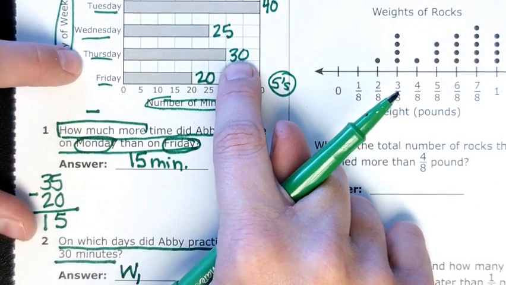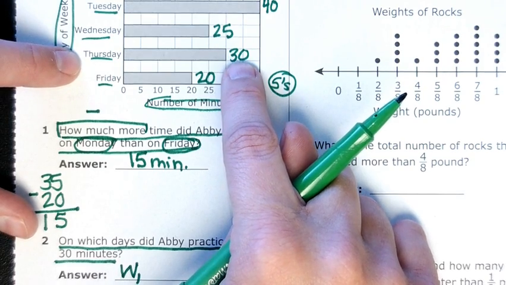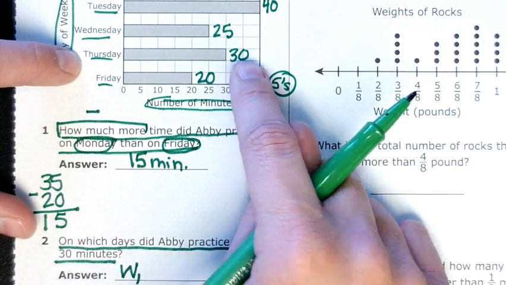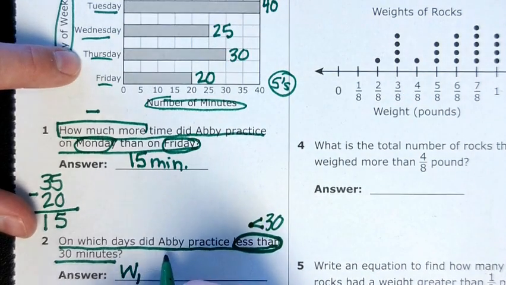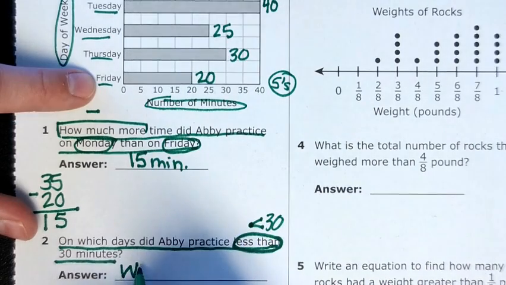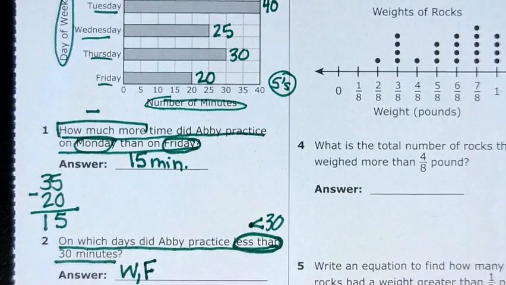Is Thursday less than 30? No. Thursday is equal to 30, but it is not less than 30. So I cannot add it to my answer. What about Friday? Yes. So there are only 2 days she practiced less than 30 minutes. That was Wednesday and Friday. Okay, that wasn't so bad. Let's keep moving.